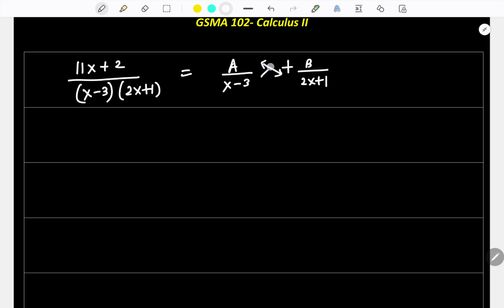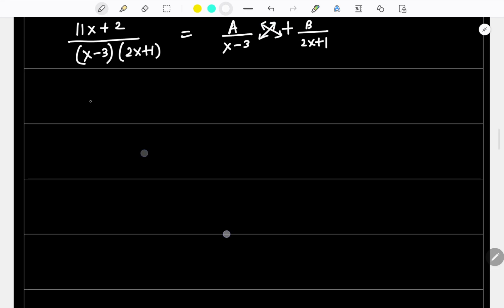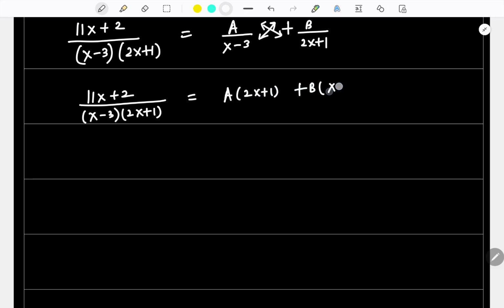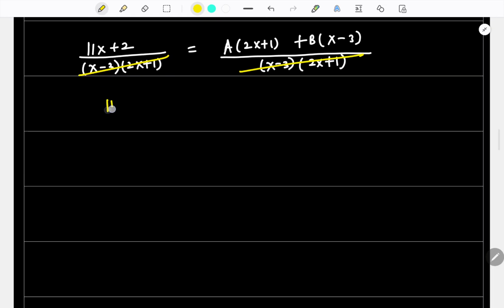You cross multiply, right? And this equals 11x plus 2 divided by x minus 3 and 2x plus 1. This equals a multiplied by 2x plus 1 plus b multiplied by x minus 3, divided by x minus 3 and 2x plus 1. What happens? The denominators get cancelled. So you get 11x plus 2 equals a times 2x plus 1 plus b times x minus 3.